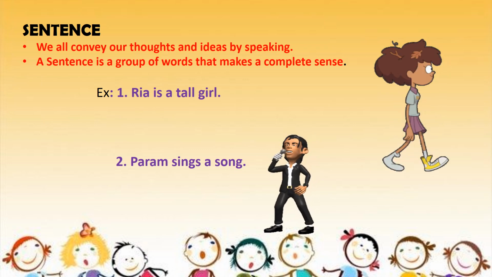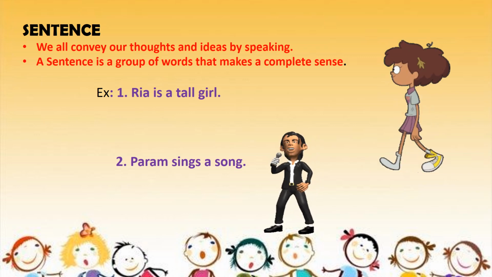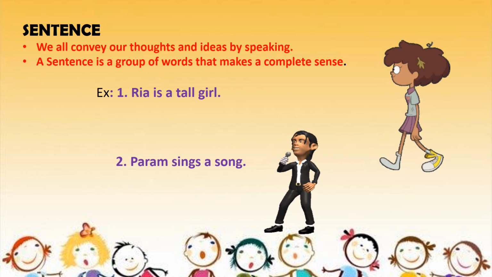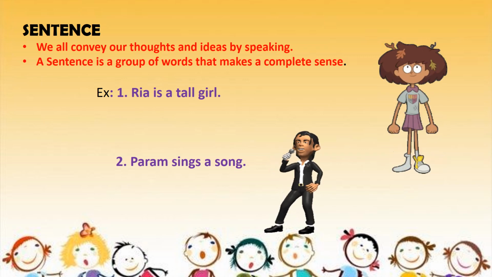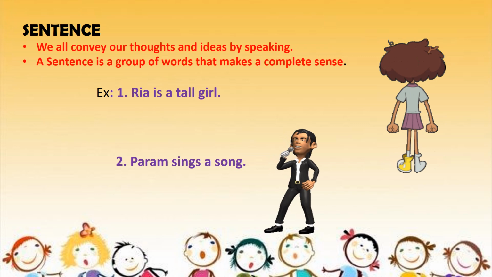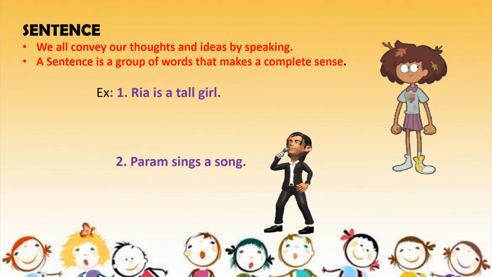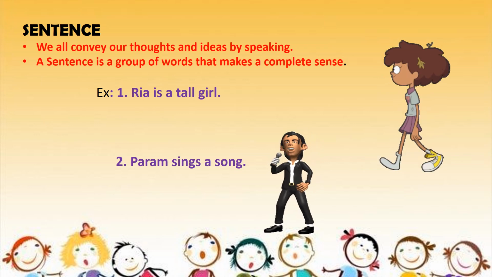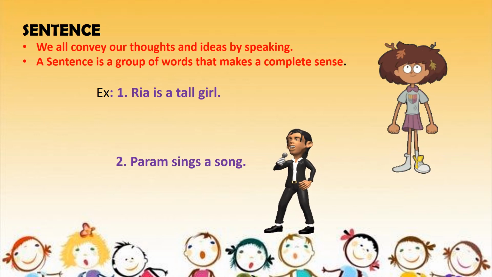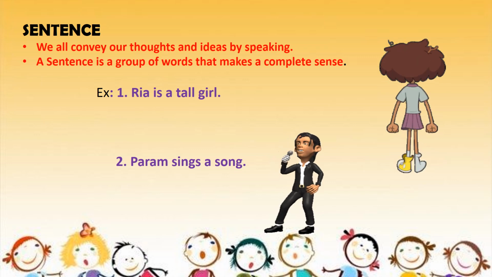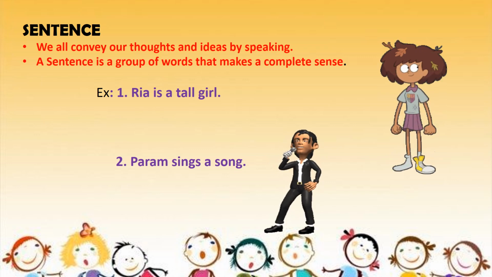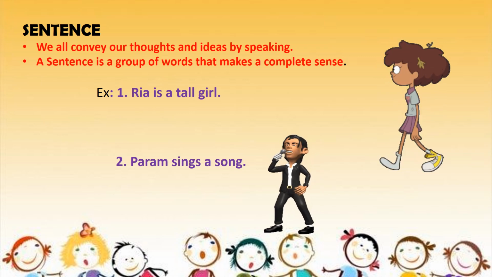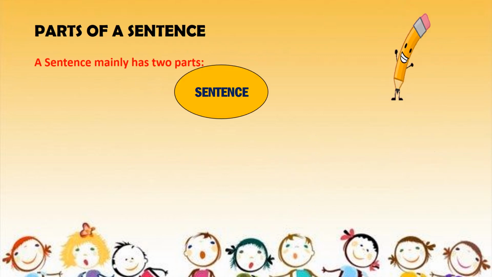For example, Ria is a tall girl. Param sings a song. But children, do you know? Every complete sentence contains two parts, a subject and a predicate. And without either, a sentence cannot be complete. So let us learn in detail about the parts of a sentence.